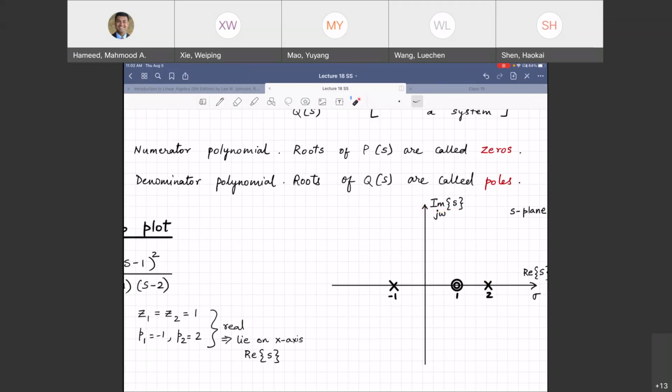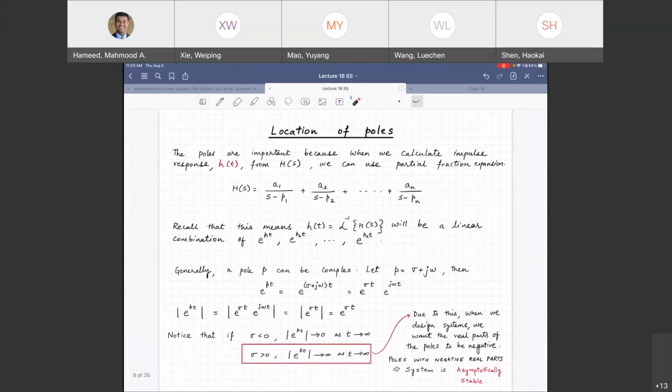In this case, my zeros and poles are all lying on the real axis. Does it have to be the case? Not necessary. Your poles could be complex, your zeros could be complex as well, right? So you could have poles here, you could have zeros here, you could have, in general, zeros and poles anywhere.